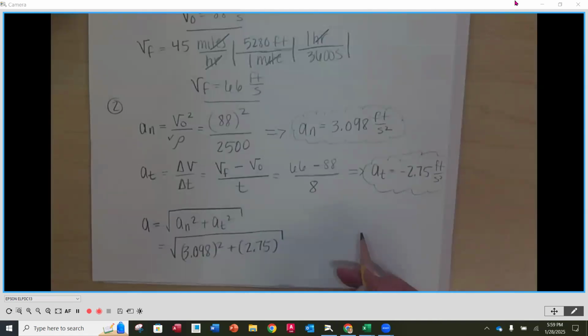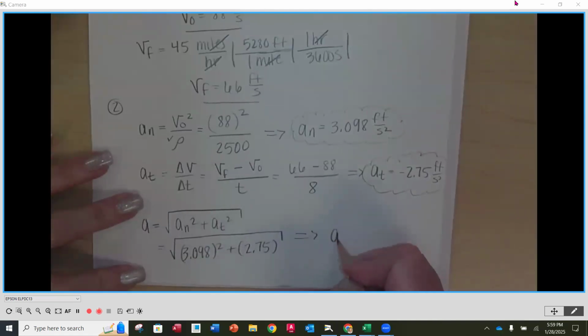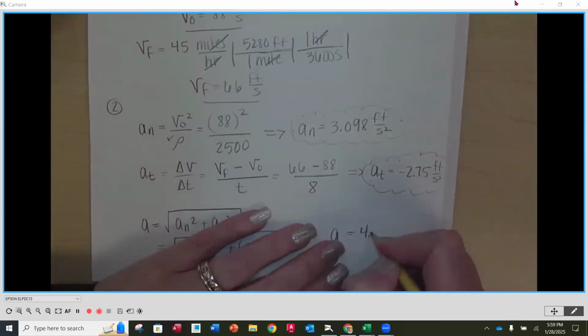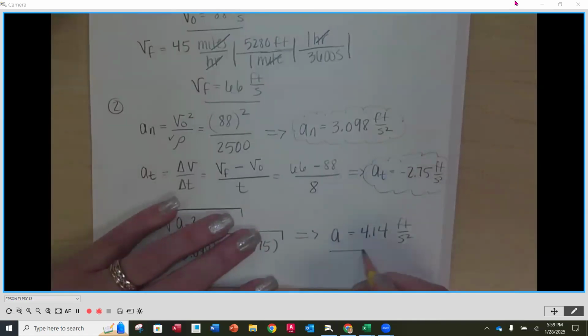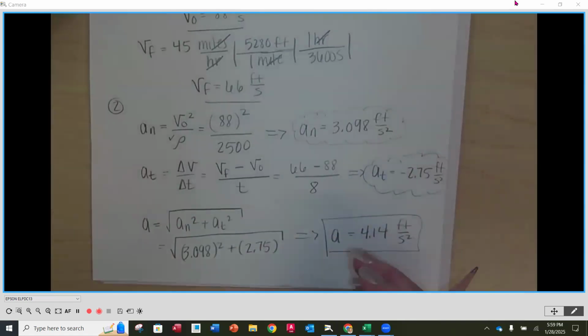Okay. So now your acceleration should come out to be 4.14 feet per second squared. Now, again, make sure your final answer always has the appropriate units. And we know that acceleration is going to be distance divided by time squared. Okay, so feet per second squared.